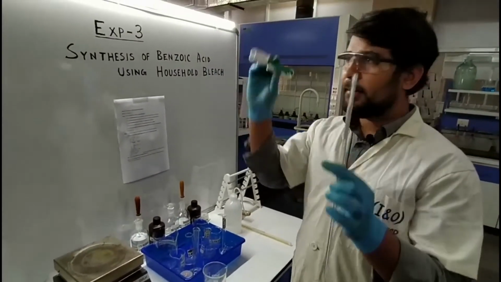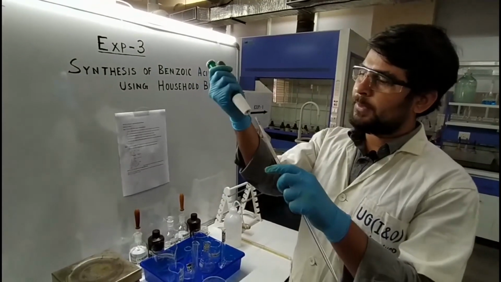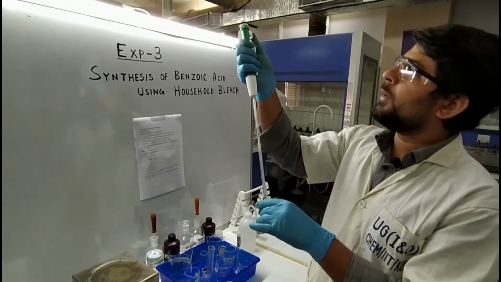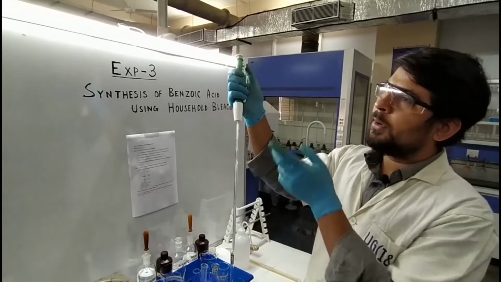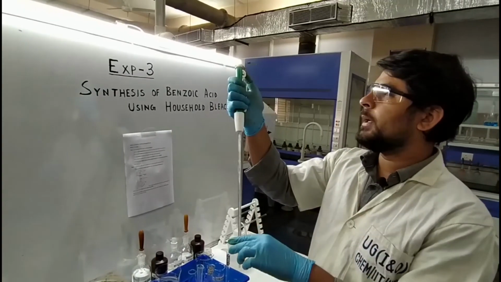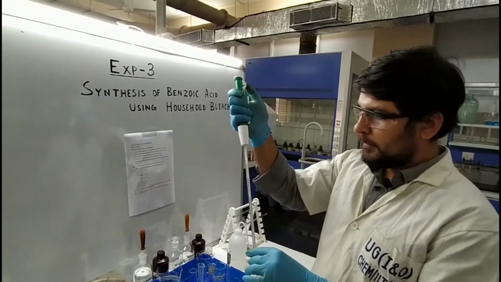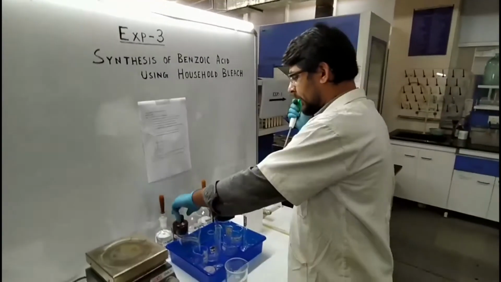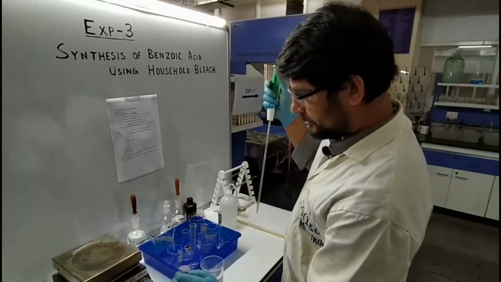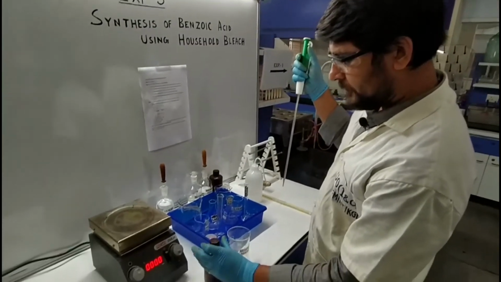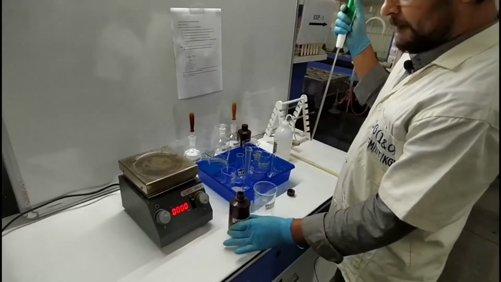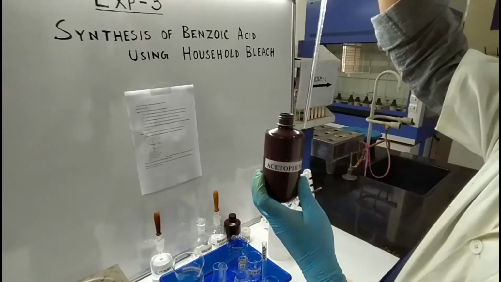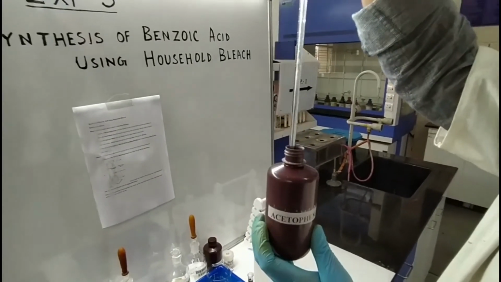This is the pipette, this one is the pipette pump, and first of all we have to install it this way. If we scroll it up, the solution will automatically go up. If we scroll it down, the solution will fall into the respective container. So first I am going to take acetophenone. How much do we have to take? 0.72 ml.